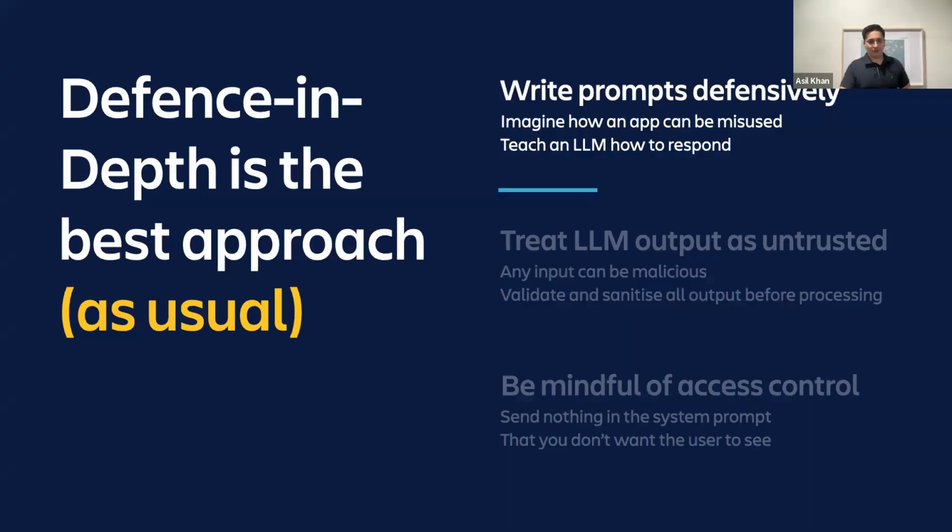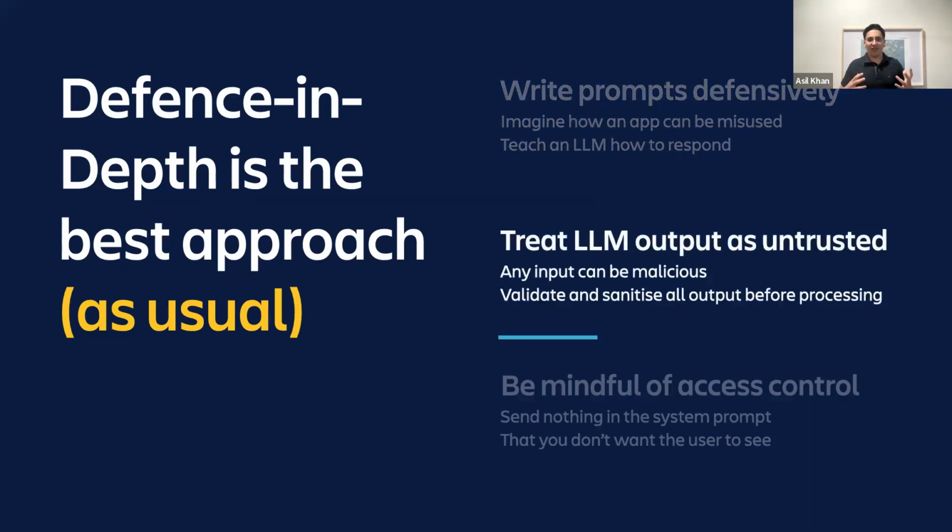As it often is, the best defense is a defense in depth approach, where we can take everything I discussed on the previous slide and write prompts defensively, but we can also treat all LLM output as untrusted, just as we validate user input for SQL injection attacks and cross-site scripting attacks. We can still validate an input for an LLM, but we just have to shift the validation to the right and validate the output from the LLM.